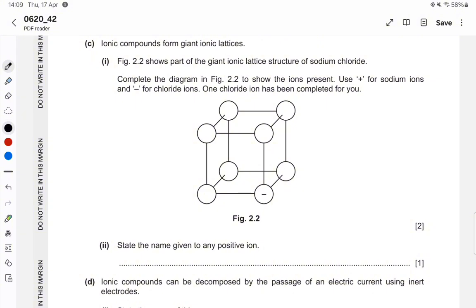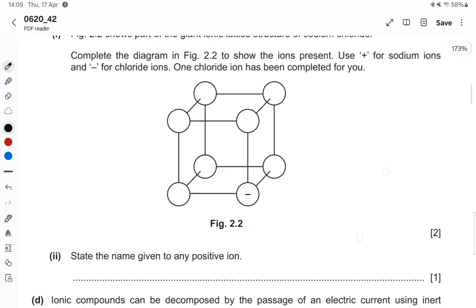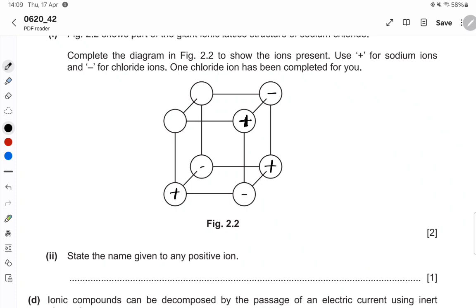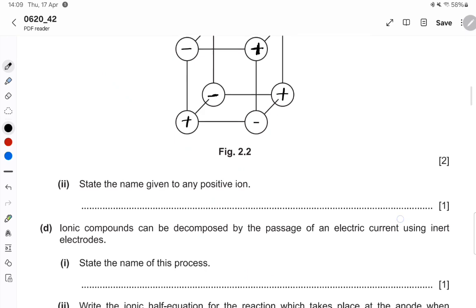Next. Ionic compounds form an ionic lattice. Figure 2.2 shows part of the giant ionic lattice structure of sodium chloride. Complete the diagram. Of course, if it's minus, these must be pluses, which means that must be a minus. So this is a plus. Make sure your pluses are nice and neat. Alternating, class? That means a minus should be surrounded by pluses, and pluses must be surrounded by minus charges.